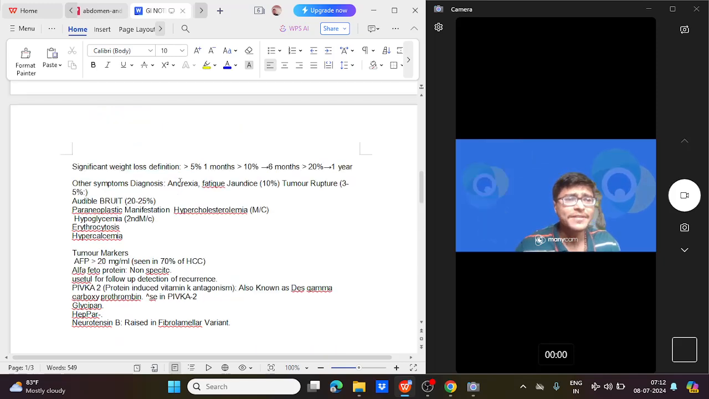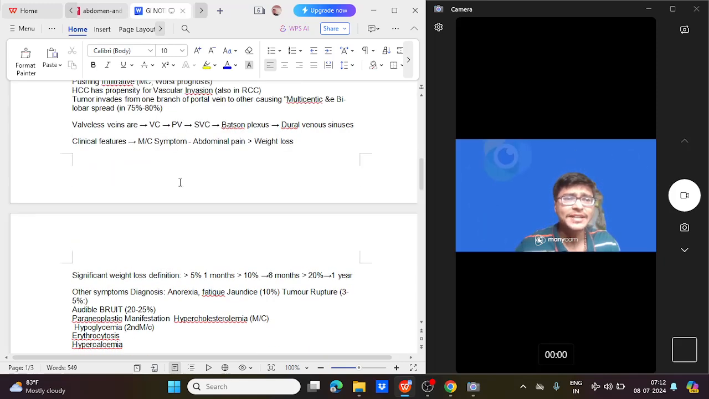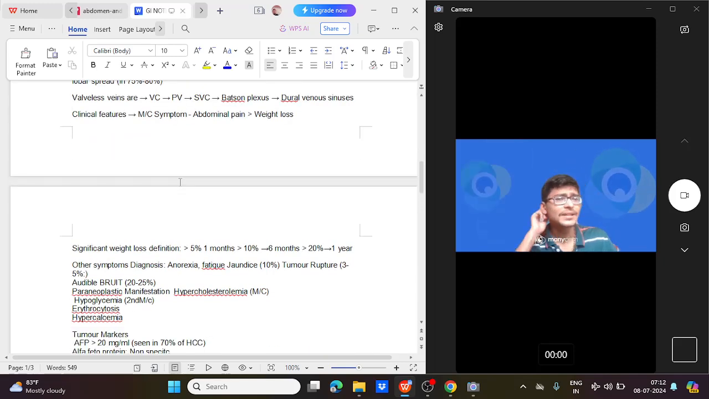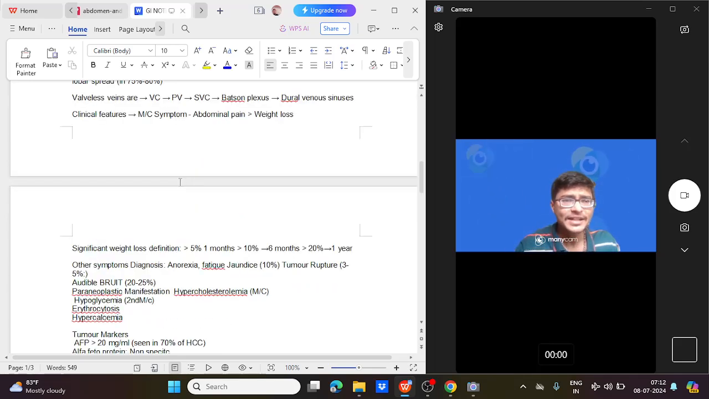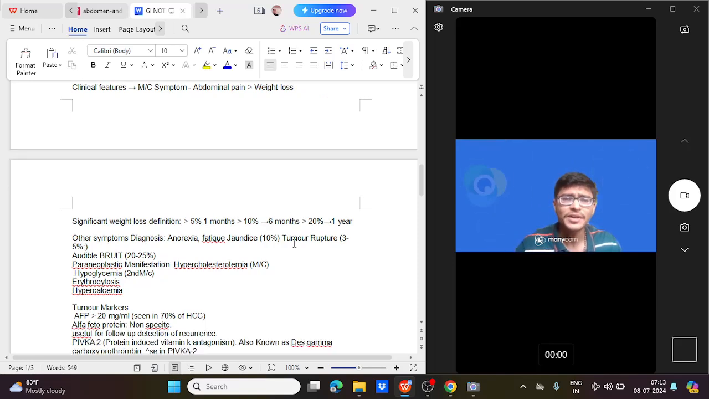Then we'll go ahead with the clinical features. The most common is abdominal pain, followed by weight loss. Weight loss should be significant, but we have to consider it even if it is not significant, if it is more than 5% weight loss in 1 month, or more than 10% weight loss in 6 months, or 20% weight loss in 1 year.